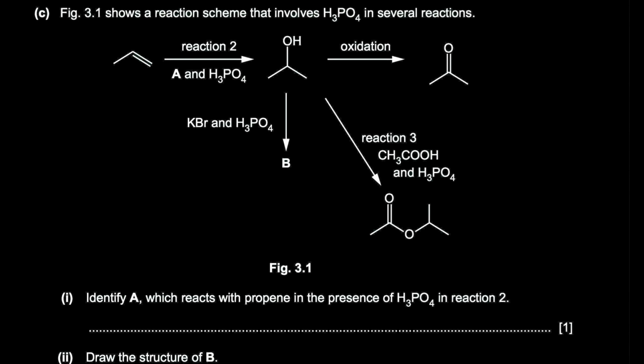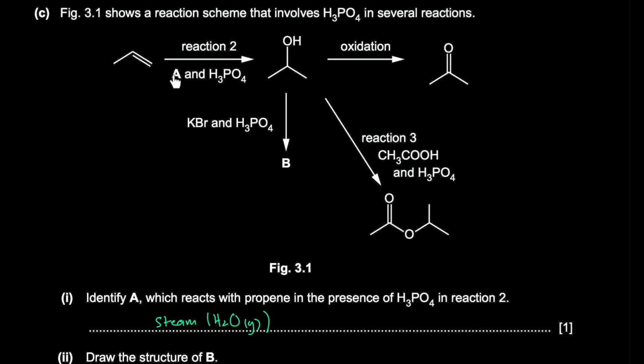Part C says figure 3.1 shows a reaction scheme that involves phosphoric acid in several reactions. Identify A, which reacts with propene in the presence of phosphoric acid in reaction 2. So in reaction 2, propene is being converted to propan-2-ol. What would the reagent be for this reaction? Phosphoric acid is the catalyst. The reagent here would be steam. You can say H2O as well, but specifically it's gaseous H2O.